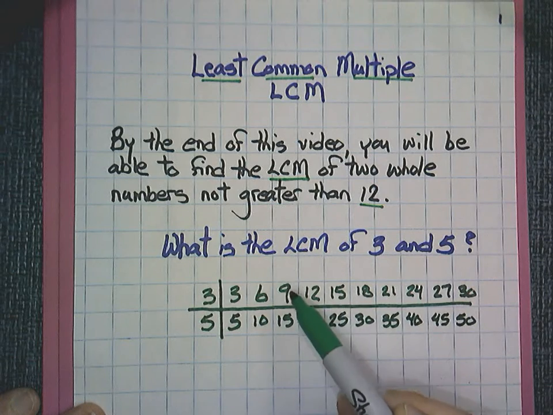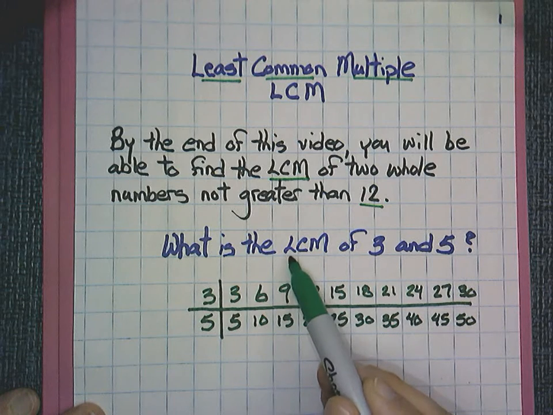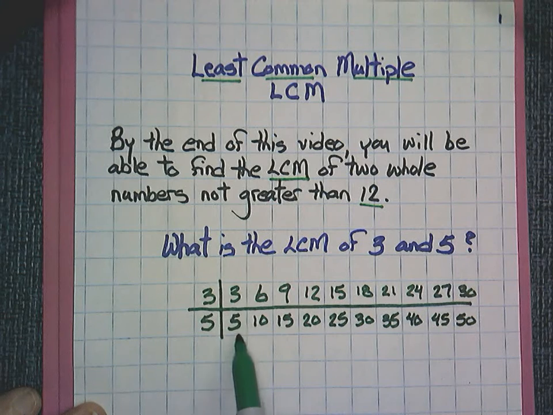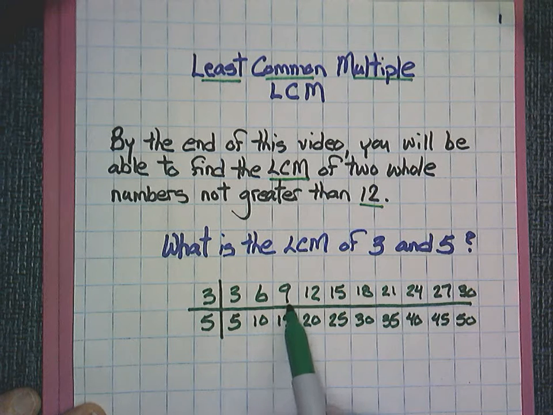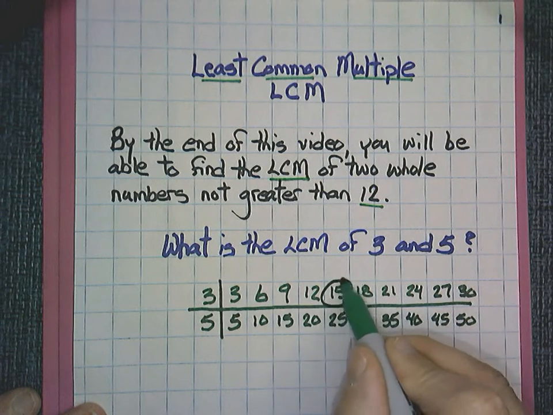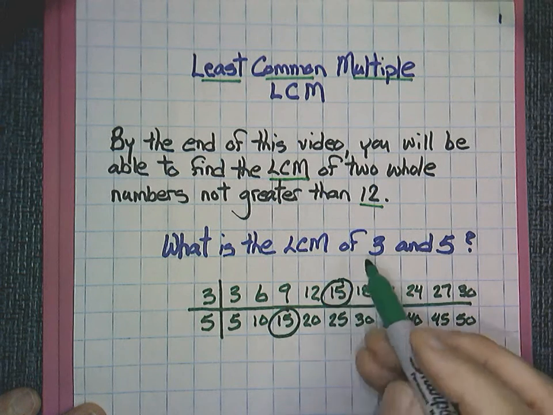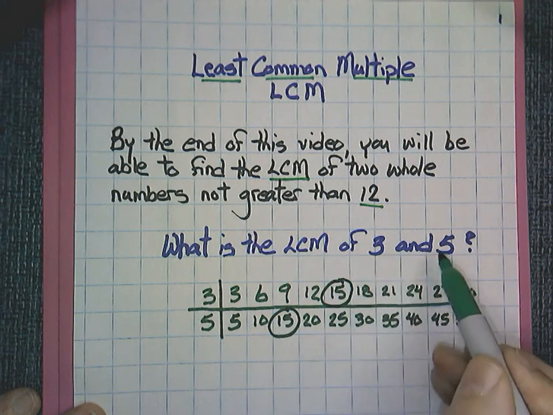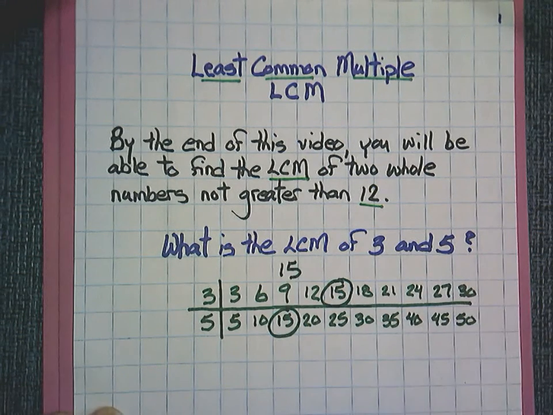So here are our multiples. Here are multiples of 3, multiples of 5, and we want the least common. Well, common means same, and least means smallest. So I'm just going to compare our list and look for the same number, but the smallest one. I don't see 3 down here. Let's see, 6, 9. I don't see 12, but I do see 15 on both lists. So our answer for the least common multiple of 3 and 5 is 15. And that's what we're doing today.